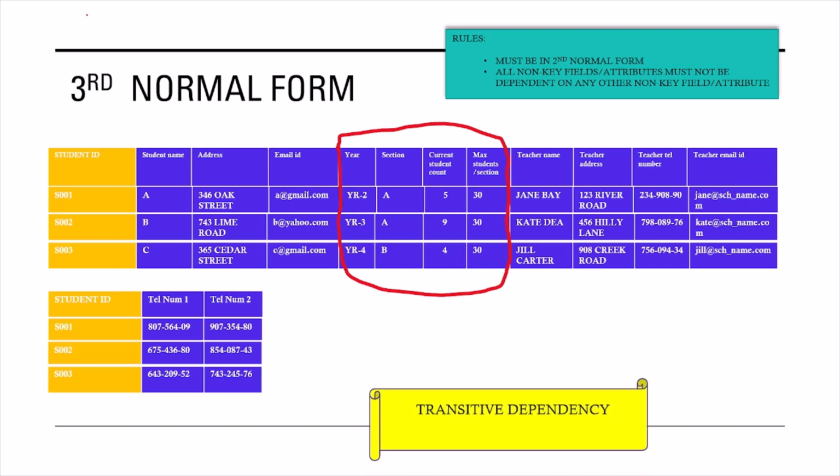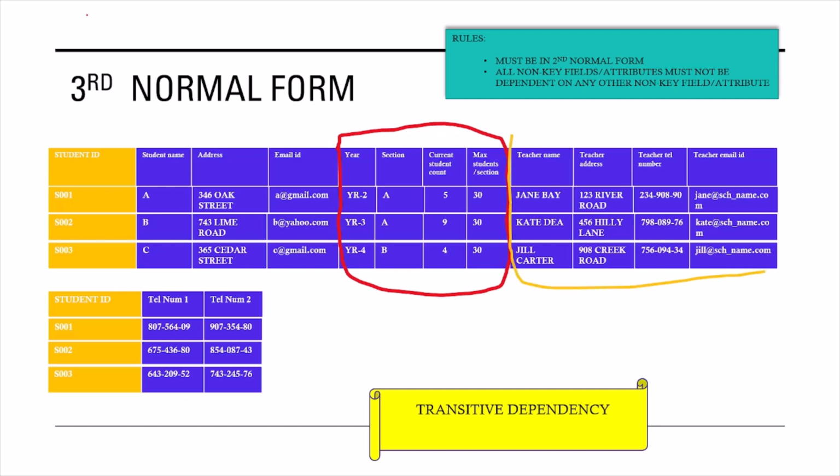It's considered bad database design because consider if you want to add a year, you can't. You have to add a student in order to add the year. Also, if you delete a student, you also delete a year.